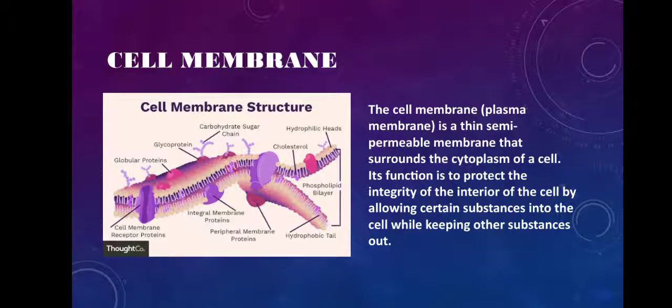Cell membrane. The cell membrane, or the plasma membrane, is a thin semi-permeable membrane that surrounds the cytoplasm of a cell. Its function is to protect the integrity of the interior of the cell by allowing certain substances into the cell while keeping other substances out. It also serves as the base of attachment for the cytoskeleton in some organisms and the cell wall in others. Thus, the cell membrane also serves to help support the cell and help maintain its shape.